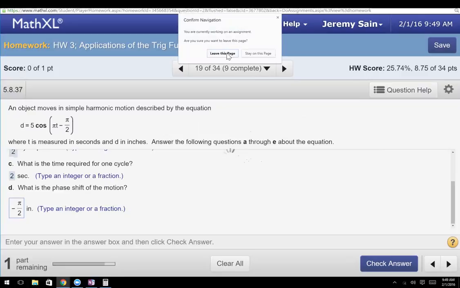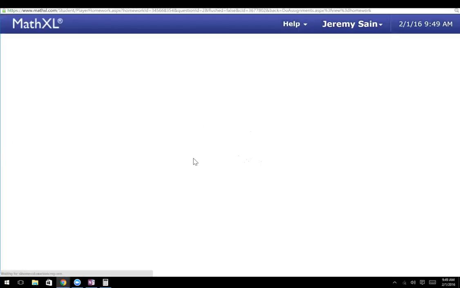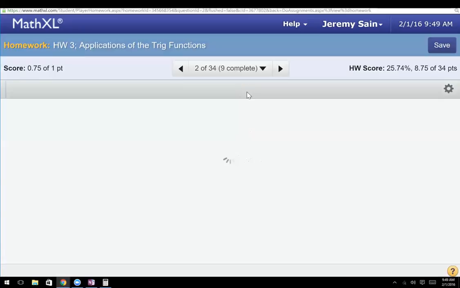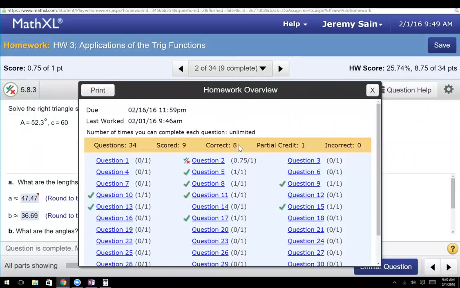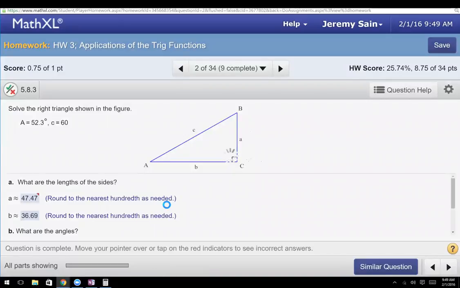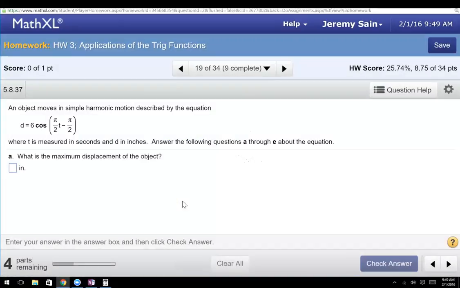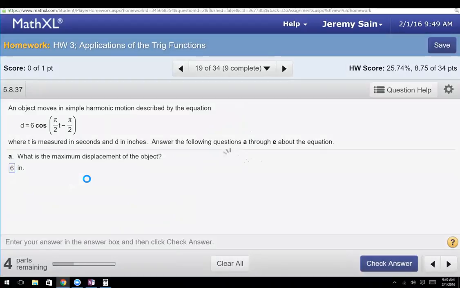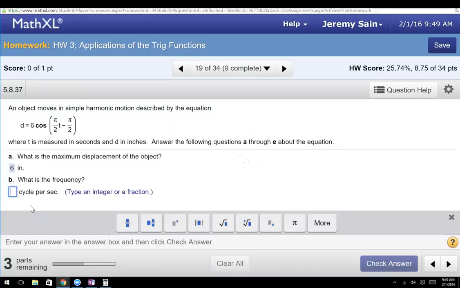This is number 19. Well, we need to finish the question, though. Okay. Oh, hell, it's started completely over. Okay, 6. That divided by 2 pi would be 1/4.